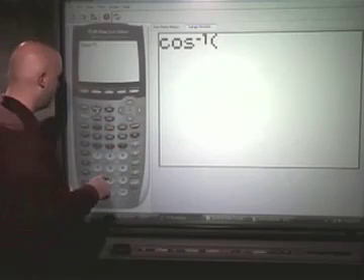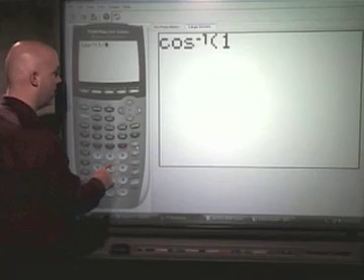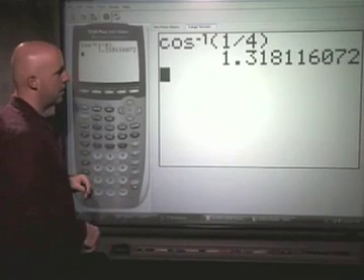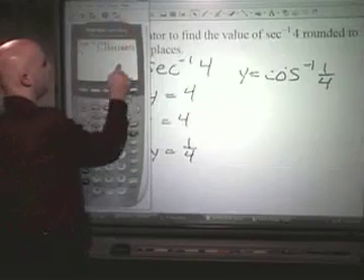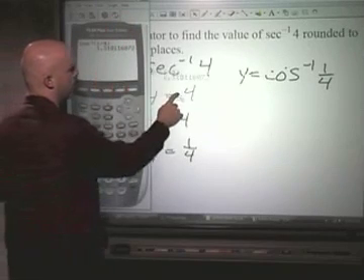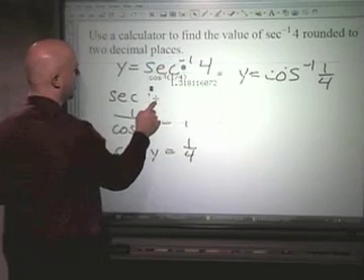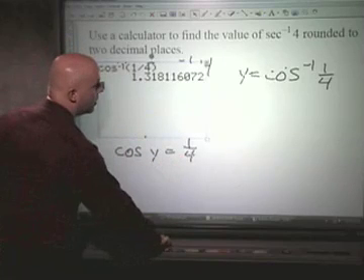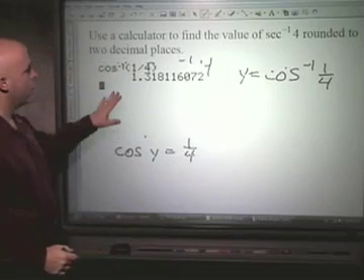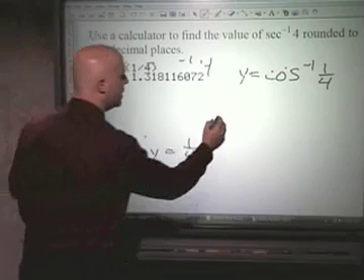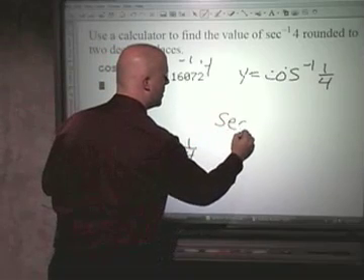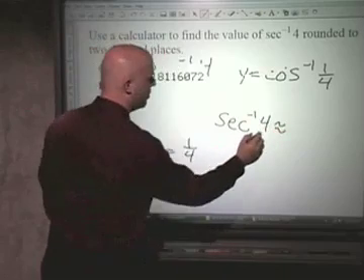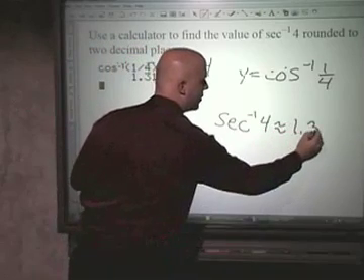So we want the cosine inverse of 1/4. Do 1 divided by 4. Close parentheses, enter. And we can drag that over. So from our graphing calculator, we can see that secant inverse of 4 is approximately 1.32.